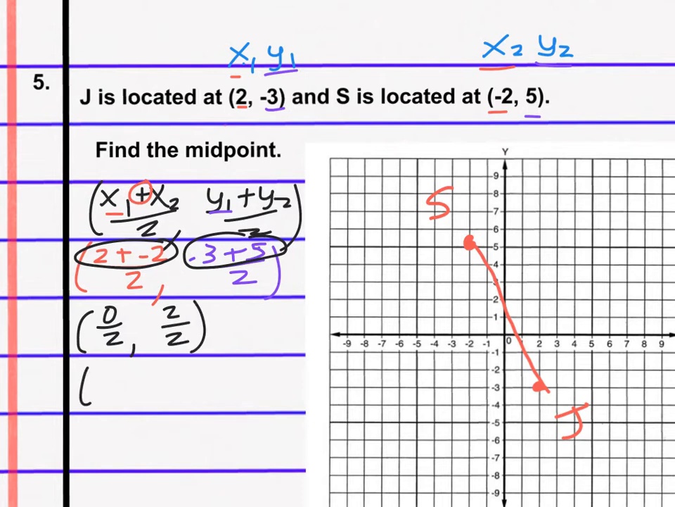Then I'm going to divide. 0 divided by 2 gives me 0. And 2 divided by 2 right here gives me 1. So 0, 1 is my answer. Let's graph that and make sure that it makes sense. 0, 1 does seem like it's about halfway. Okay, so that is how you use your midpoint formula.